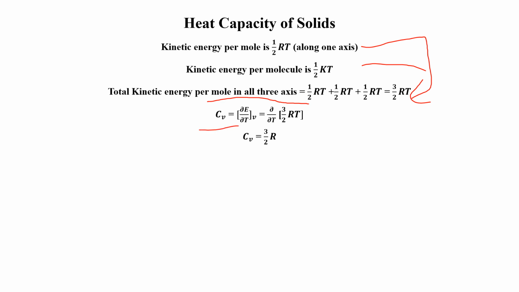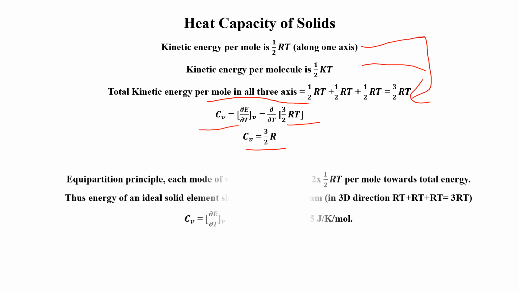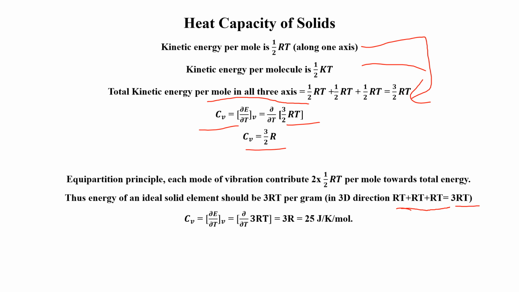So CV equals dou E by dou T at constant volume. We have to substitute the E value as 3 by 2 RT. So CV is equal to 3 by 2 R. And for an ideal solid element, the energy per axis will be RT. Since we have 3 axes, RT plus RT plus RT, 3RT. So instead of E, we substitute the 3RT value for solids. So the heat capacity at constant volume will be 3R, which is equal to 25 joules per Kelvin per mole.